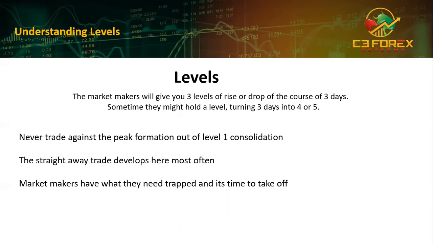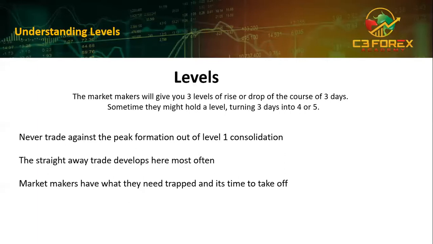Never trade against the peak formation out of level 1 consolidation. The straightaway trade develops here most often. The market maker has what they need trapped, and it's time to take off. So once they set the peak formation, they get away from the peak and shoot price into a level 1 consolidation. So you have your peak formation, get away from peak, level 1 consolidation.